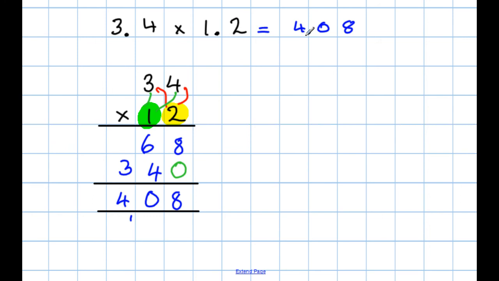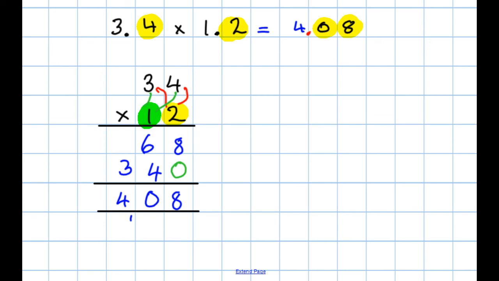Because what I have to do now is put the decimal point into my answer. I know there's a decimal point because the numbers I was multiplying had decimal points. Now the way to work out where the decimal point goes is you count the number of figures in the question that are after the decimal point. Well, we've got 2 figures after the decimal point in our question, so our answer needs 2 figures. So our answer is 4.08.